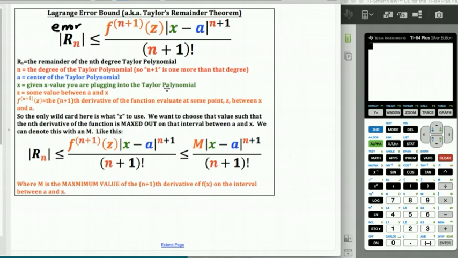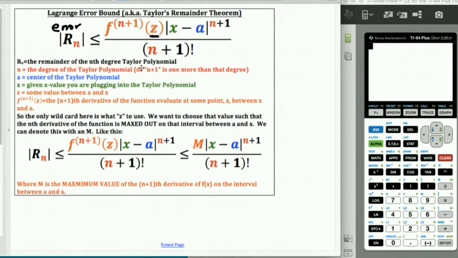So x minus a to the n plus 1 is going to be pretty comfortable because we're going to know n. We're going to know that we used a 3rd degree Taylor polynomial, so we're using n plus 1, or a 5th degree Taylor polynomial, so we're using n plus 1, fine. x is going to be given, a is going to be given. This is the mystery part that makes this problem harder.